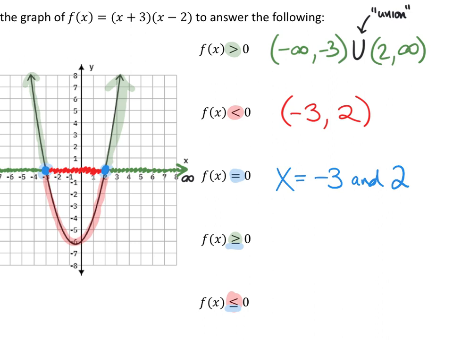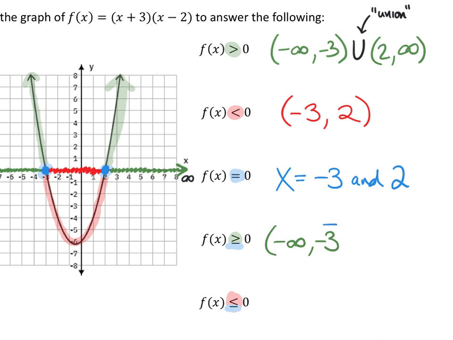Okay, here's where it gets wild. The next one says above or equal to 0. What two colors have I included in that symbol? Green and blue, which means I want to answer my interval with the green color and the blue color. Okay, so let me do that. If I look at my x-axis, I would say it starts being green at negative infinity. Same idea. When does it stop being green? -3.